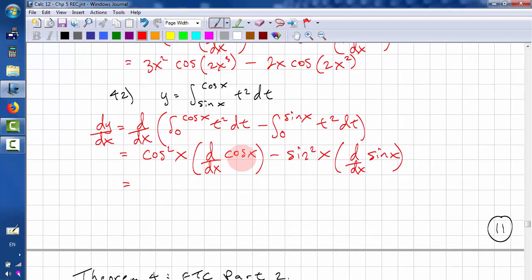So the derivative of cos x is negative sine x, and we always put sine before cosine. So negative sine x cos squared x. And the derivative of sine x is cos x, so we're going to put that after sine squared x. So negative sine squared x cos x. And that problem's finished.